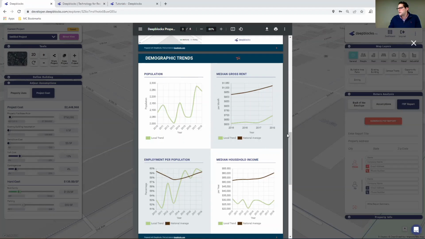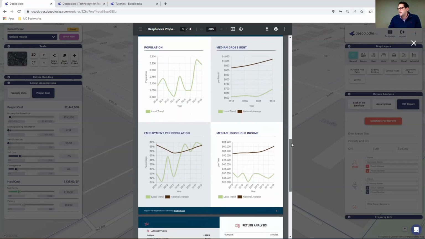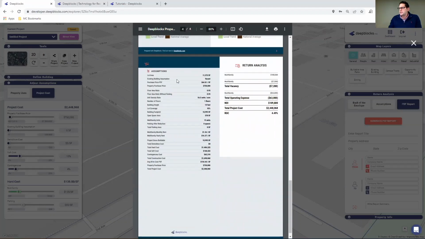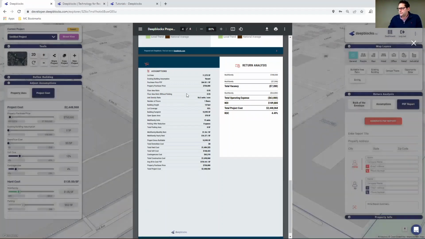Here's your demographic trends for this particular census tract, as we were looking at earlier. And then lastly, there's your return analysis and your breakdown of assumptions. Another great feature we are about to release is we're going to be able to export this out into a CSV file of this data, and you'll be able to import that into your Excel calculations or whatever your waterfall calculations may be.